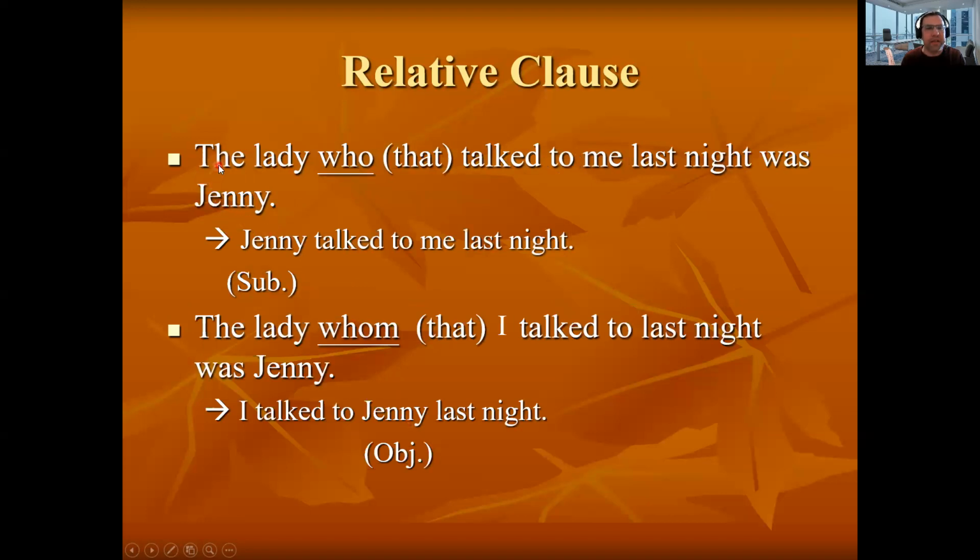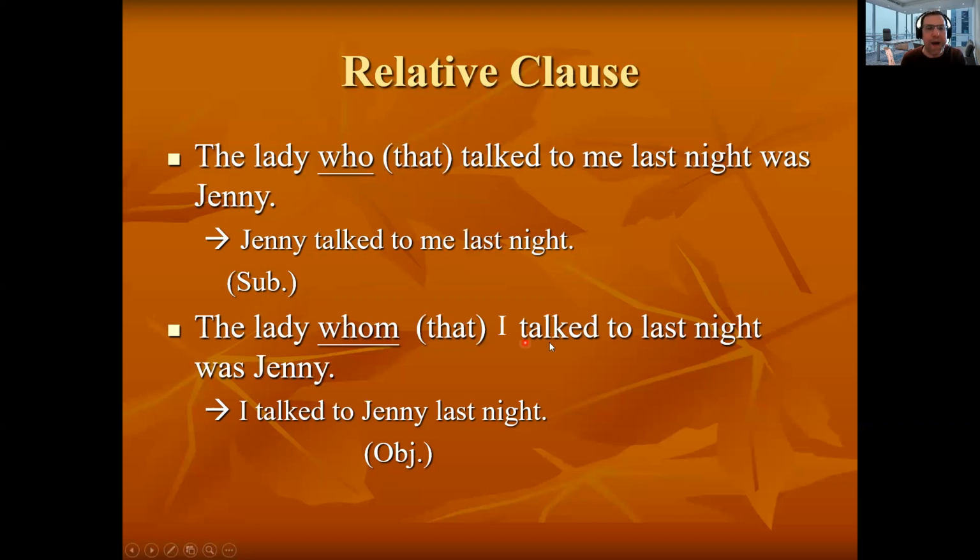Relative clauses. The lady who talked to me last night was Jenny. Okay. Or I could say Jenny talked to me last night. Jenny, okay, we're going to do it now, the who. Jenny is the person doing the talking. Jenny talked to me last night. Okay. She's doing the talking. However, what is an object? It's a noun that doesn't do the action.